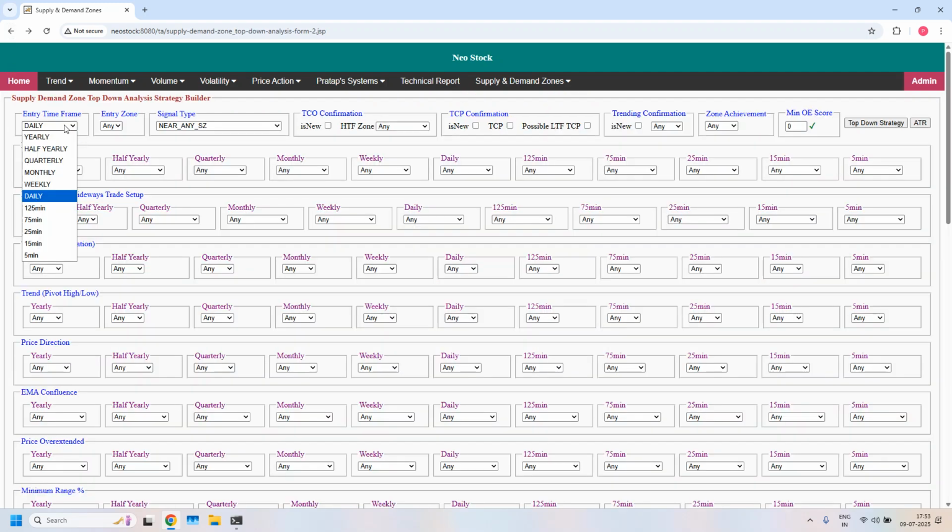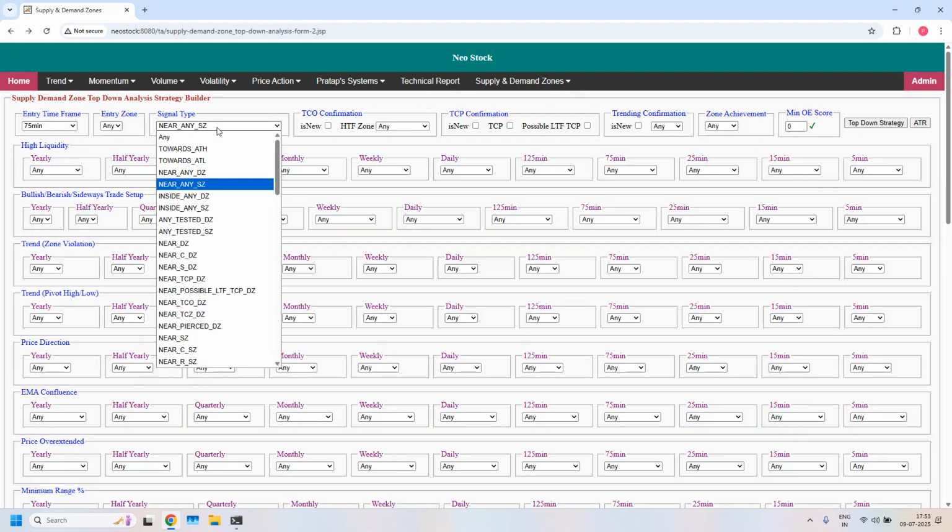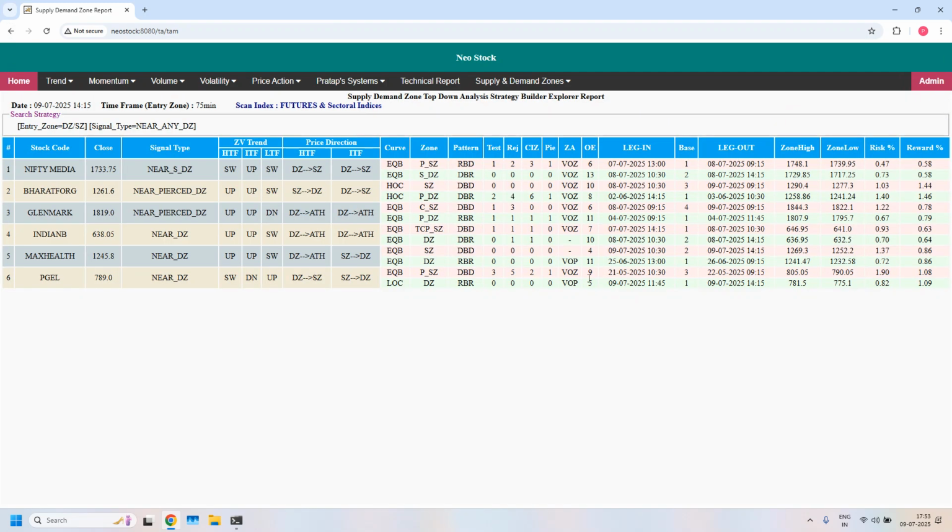Next time frame is 75 minutes. Stocks near to the 75 minutes demand zone. We got 6 stocks. Let us identify high liquidity zones. First one, Nifty Media, it is an index not listed in F&O, ignoring this. Now we don't have any 75 minutes high liquidity demand zones from this list.